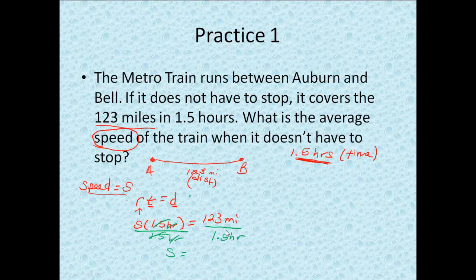Now, you could leave your answer as 123 over 1.5, but it's not the best form for your answer, because most people aren't going to say that they traveled 123 over 1.5 miles per hour, because that's what our label is going to be. If you look at the labels we have left over here, it's miles per hour. So you're actually going to want to divide this out. You should come up with 82 when you do that division. Now make sure you hang on to your label. It is miles per hour based off of the way our ratio is set up. So it's 82 miles per hour for our average speed for the train.